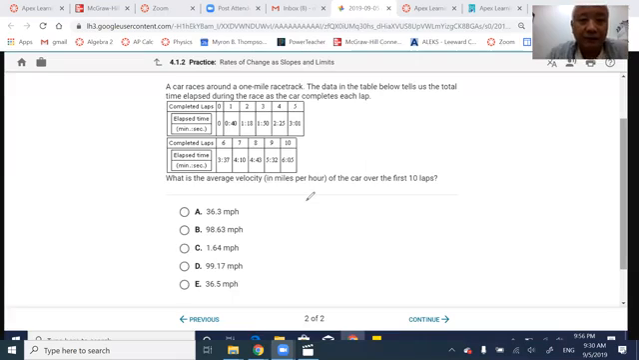Okay, let's look at this question. A car races around a 1 mile racetrack. The data in the table below tells us the total time elapsed during the race as the car completes each lap. And they gave you data here, like at the beginning is 0, 0. And there is 1 lap completed, that's 0 minute 40 seconds.